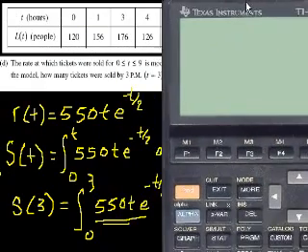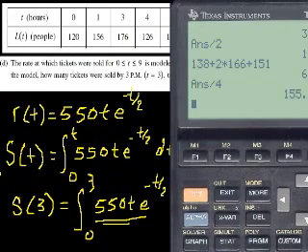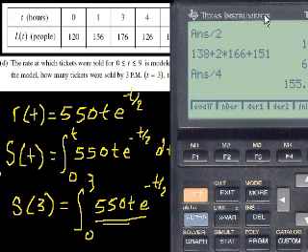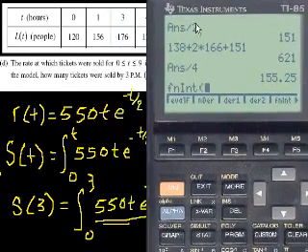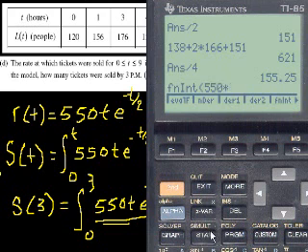So let's see. How do we do that? We just do the division button, but that's calc. Definite integral. Let me make sure I have that. So it's 550. Let's just use x. 550 times x times e to the minus x divided by 2.